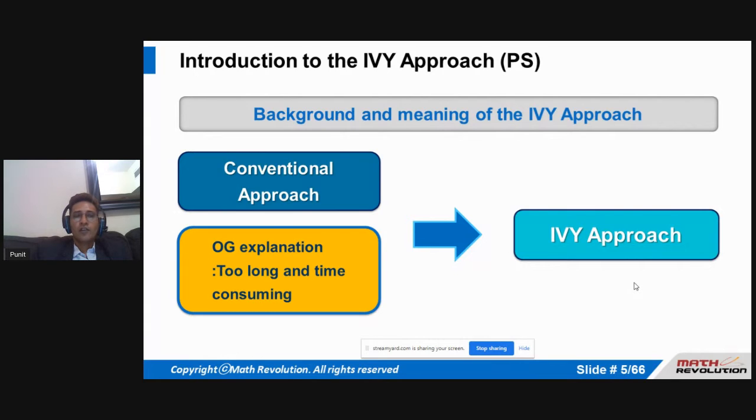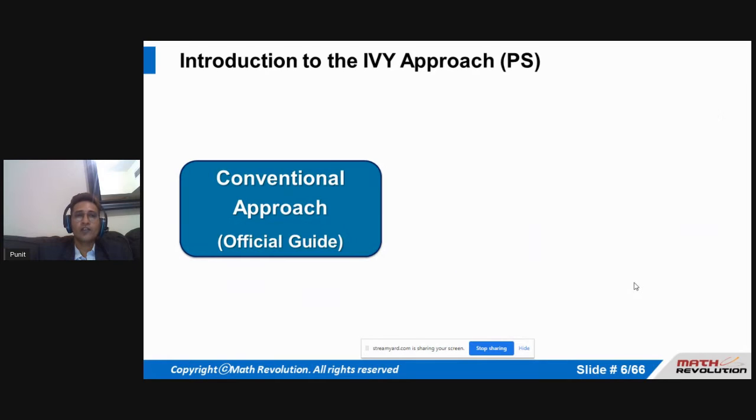So the conventional approach: the Official Guide. Everyone has been dealing with the Official Guide, from 2020-21 itself. Looking into the solutions in the OGs, what we found was that they're too lengthy and too conventional, so indirectly they are very time consuming. When it becomes time consuming, you lose your motivation and start getting frustrated. That was one reason why we brought in the IV approach concept, and we devised it by solving almost 100,000 questions so that it is applicable to every sort of question.